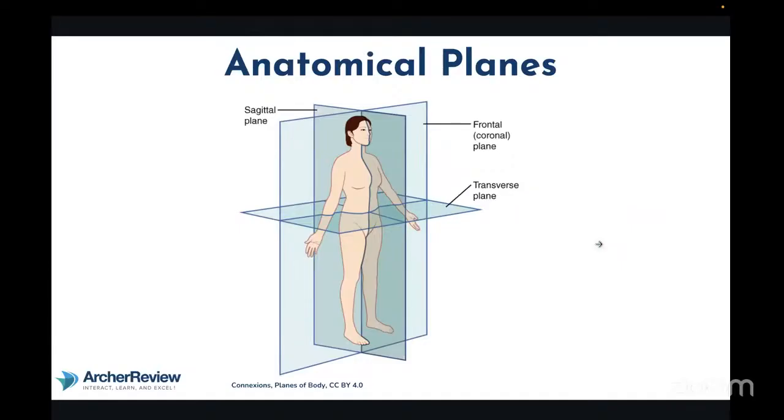Moving into anatomical planes, your body can be divided in three major ways here. So we've got transverse. The transverse plane separates the upper half from the patient's lower half. The frontal plane separates the front of the body from the back of the body. So frontal, front, and then that leaves you with the back. And finally, sagittal, which separates the patient's left from the patient's right side of their body. So transverse, frontal, and sagittal.